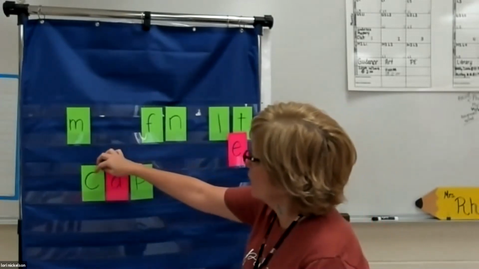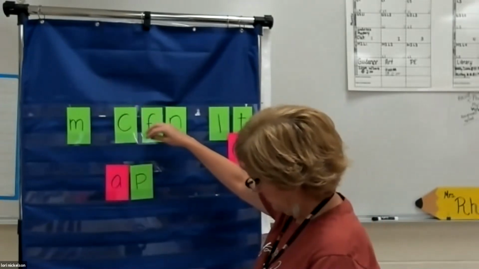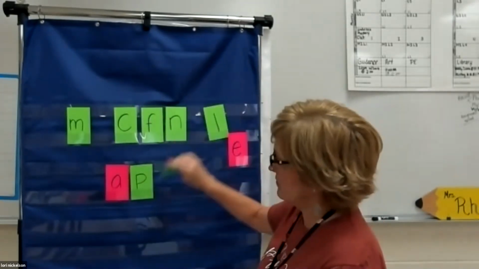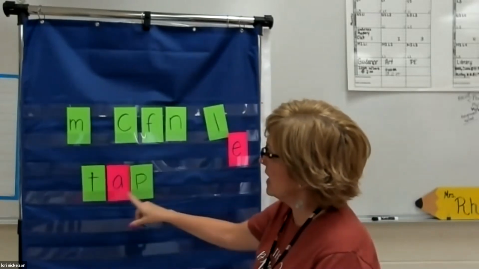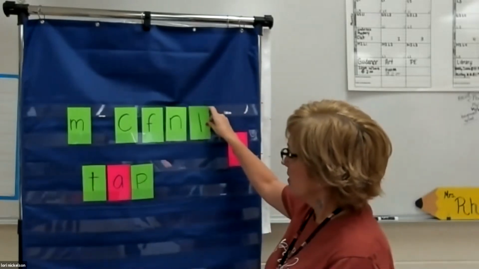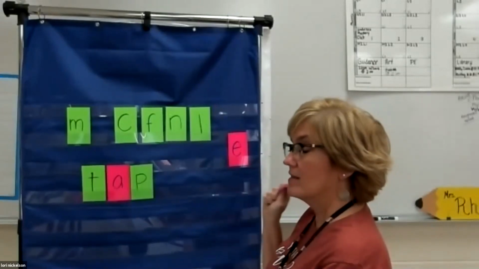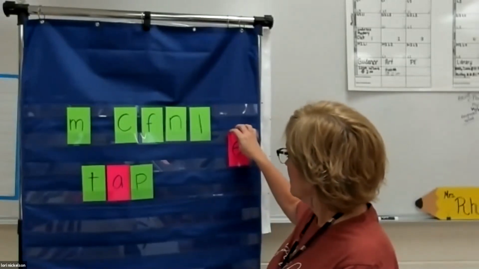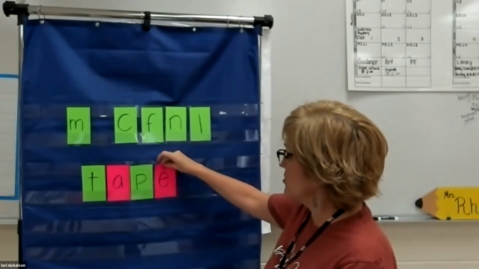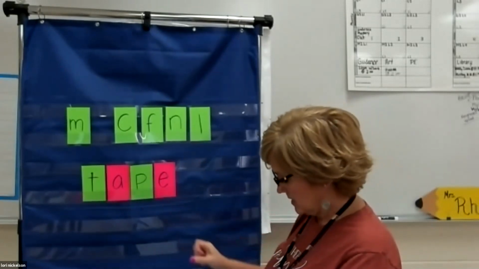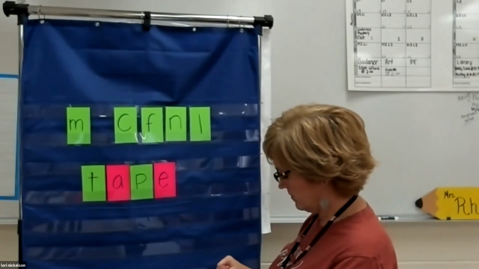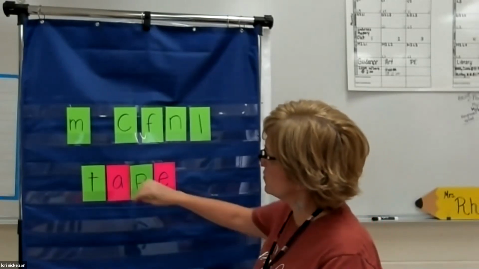Now let's make the word tap. Notice I left the A and the P there. I'm going to add the T to the front. So it's T-A-P. We have tap. Let's say our magic word, alakazam. The E magically appears. And now we have the new word of tape. Tape. Great job. Let's do our next word.